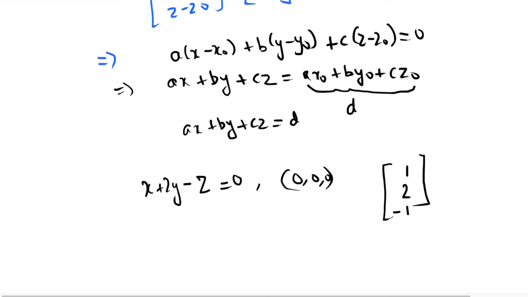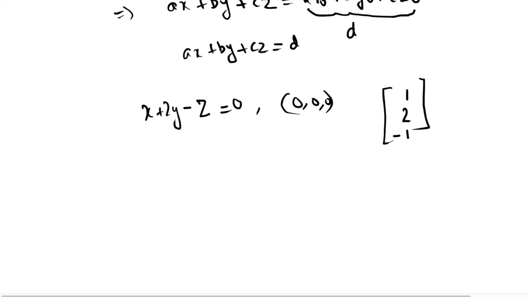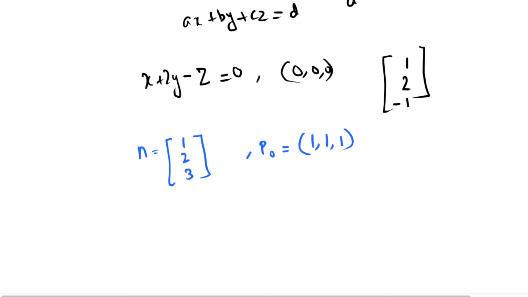All right. So let's take another example. Let's try to find the equation of a plane in R3 that has (1, 2, 3) as its normal vector, and it passes through the point (1, 1, 1). So we know that the plane with normal vector (1, 2, 3) will be of the form x plus 2y plus 3z is equal to d. And we also know that it passes through (1, 1, 1).